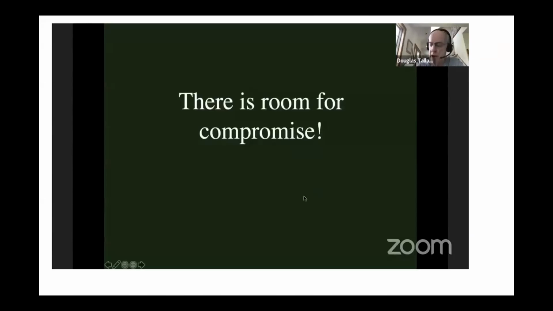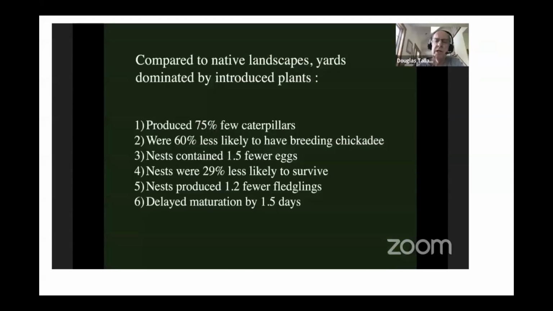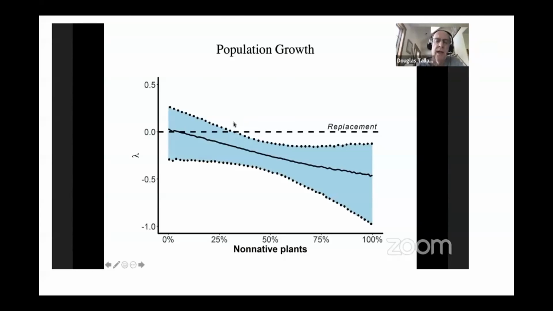Another important issue here is that there is room for compromise. This comes from the research that my recent PhD student, Desiree Narango, did with chickadees in the suburbs of Washington, DC. She compared chickadee reproductive success in areas dominated by native plants and areas dominated by introduced plants. And this is all in suburbia, by the way. Without spending the time to go over her results, the primary result is that if you have 70% or more native plant biomass in your yard, you can have sustainable chickadee or bird breeding populations, which means you can have up to 30% of your landscape non-native plants, as long as they are not invasive.